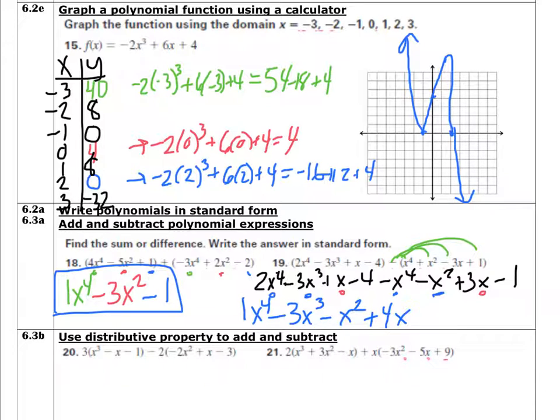And then we do have some constant values. What we have left is a negative 4 and a minus 1. So negative 4 minus 1 is going to give us a minus 5. So this is in standard format and simplified, and that's our answer.